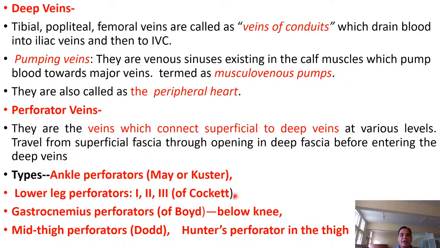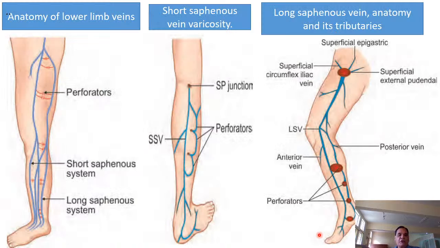You remember there are approximately lower leg perforators, of which the most common are Cockett and Hunter perforators in the thigh. That is how the perforators are. This is a diagram showing the anatomy. It is available in all books. But the important part, remember, you can find perforators here. This important perforator, these are all perforators.